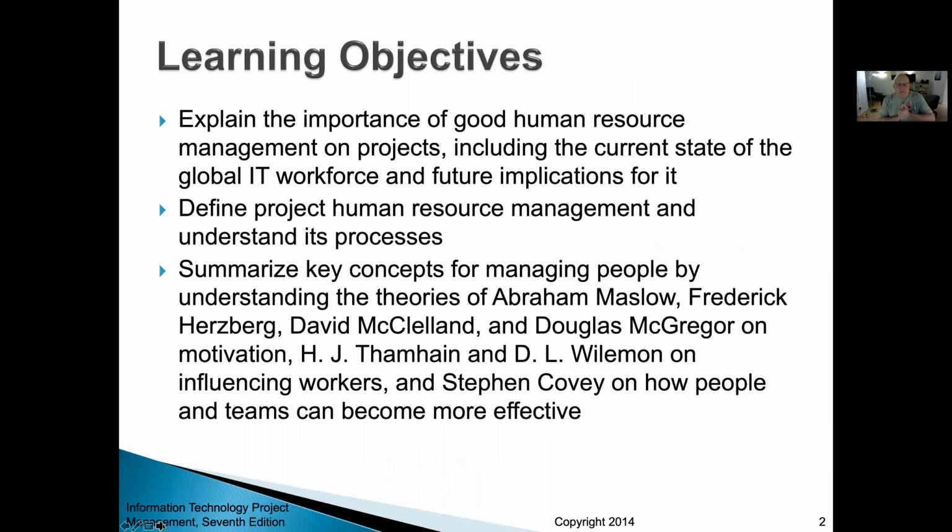Our learning objectives for this week are to explain the importance of good human resource management on projects, define Project Human Resource Management and understand its processes, and summarize key concepts for managing people by understanding certain theories. Maslow, Herzberg, McClelland, McGregor are just some of the examples.